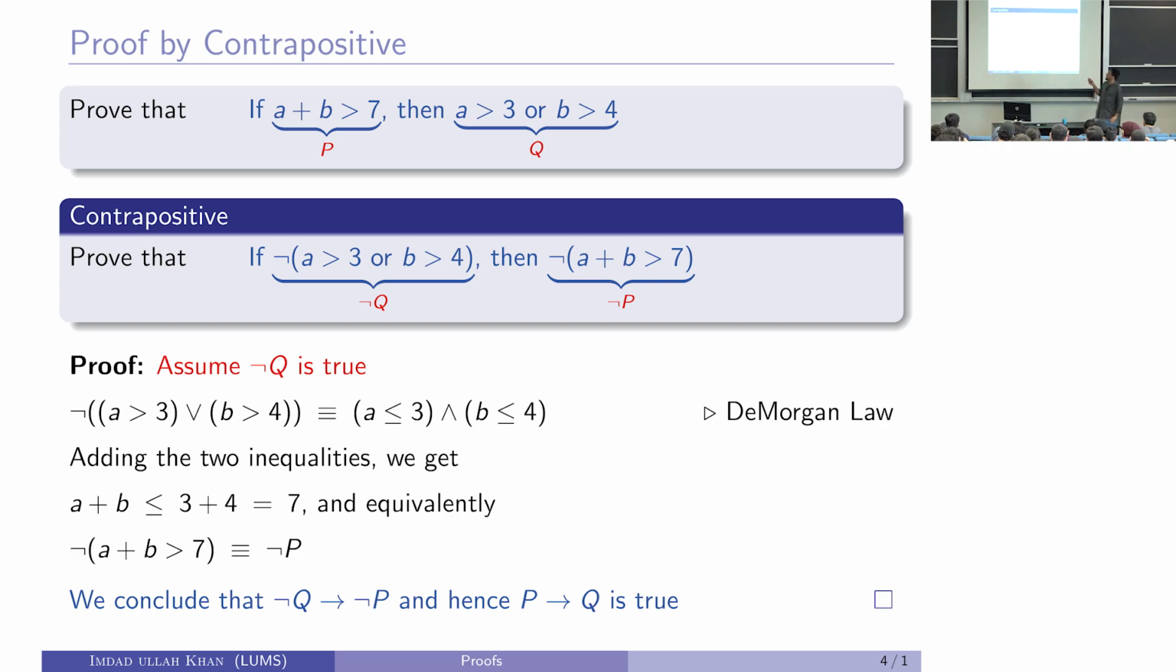Where? This one? Okay. So, what is the negation of a greater than 3? A is not greater than 3 means what? A is either equal to or less than 3, right. So, that is the proper negation.